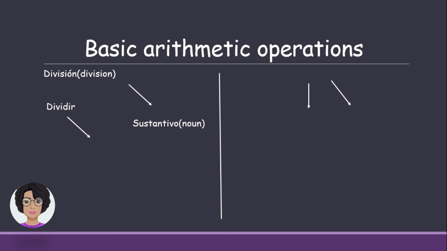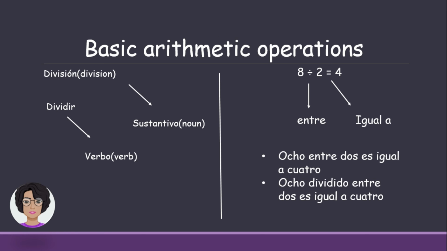Okay, so now we have the last arithmetic operation, which is division. So in Spanish, the noun or sustantivo would be división, and the verb or verbo would be dividir. And let's see how we can read that. So the symbol for division is read entre, and we have two ways to read this operation. So we would say in English 8 divided by 2 equals 4, but in Spanish we have two ways. So we would say 8 entre 2 es igual a 4, or 8 dividido entre 2 es igual a 4.